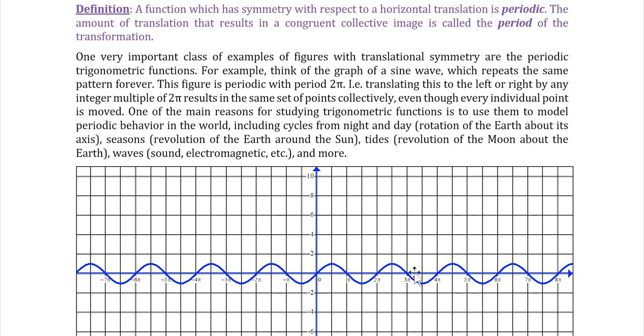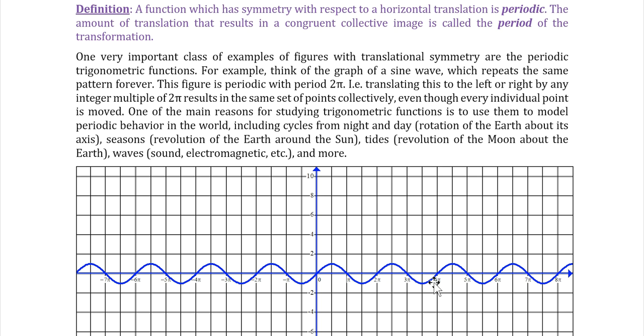So if we translate this figure to the right by 2 pi, this piece from 0 to 2 pi will end up landing exactly on top of the piece from 2 pi to 4 pi. And that piece will go on to the next. Well, since it goes on forever left and right, collectively we end up with the same thing. So we would say it has symmetry with respect to that translation. More often we would just say this is a periodic function.